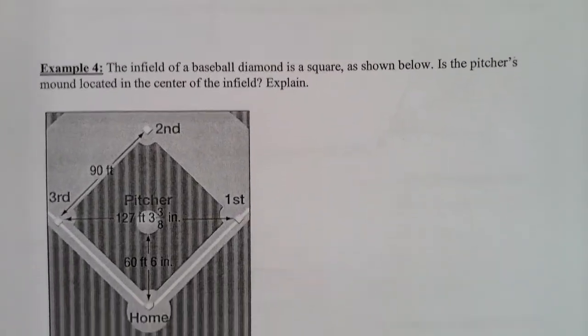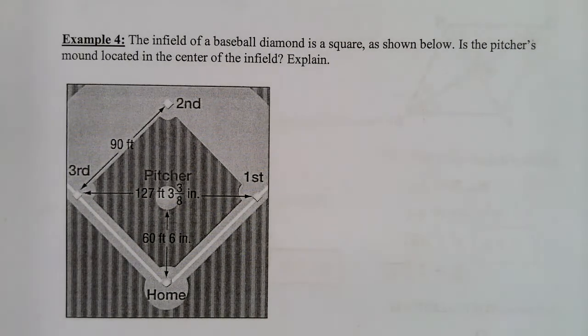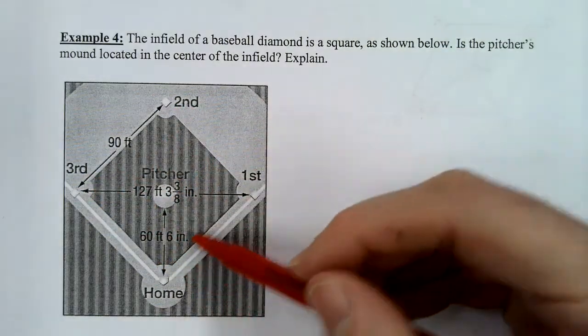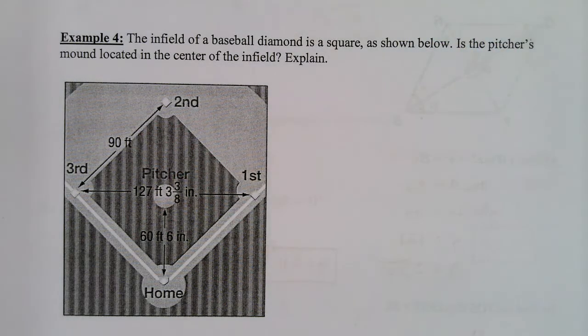So this last example right here might be a little hard to see on the video. The infield of a baseball diamond is a square, as shown below. Okay, so we have a square. This is a square. The question is, is the pitcher's mound located in the center of the infield?